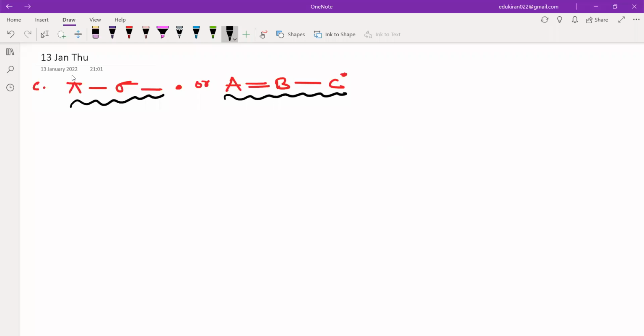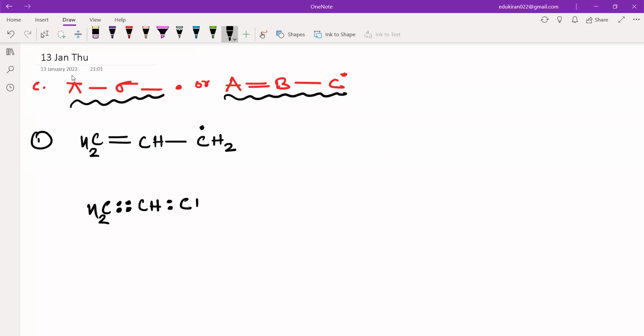Homolytic, heterolytic. Now, in this first example, we can see you have CH2 double bond CH, single bond CH2 free radical. So what is going to happen? Let me write it like this. CH2, there are 4 electrons in this bond, CH, there are 2 electrons in this bond, and CH2 free radical. Yes or no? Tell me. Any difficulty till here? No, sir. No difficulty. Okay.